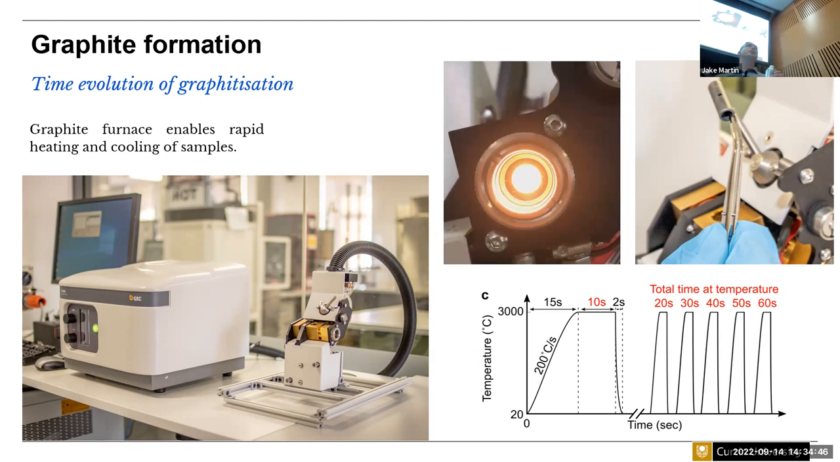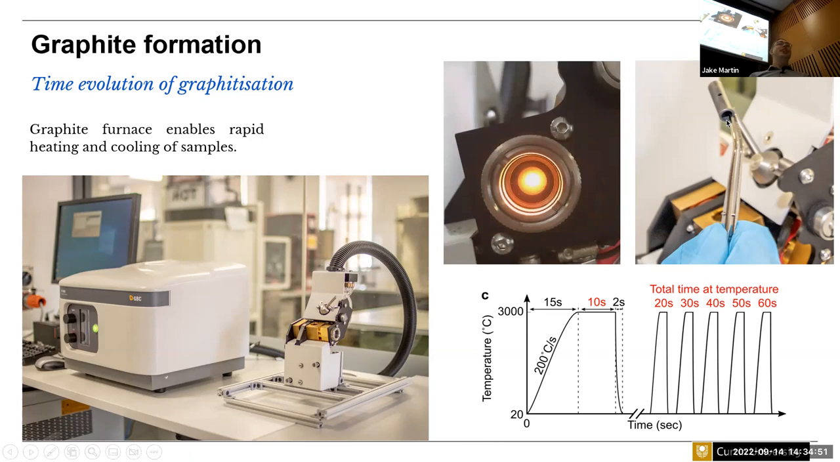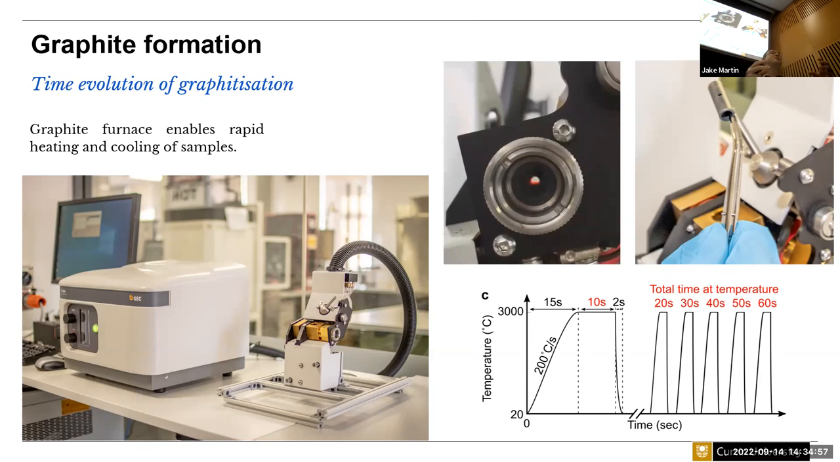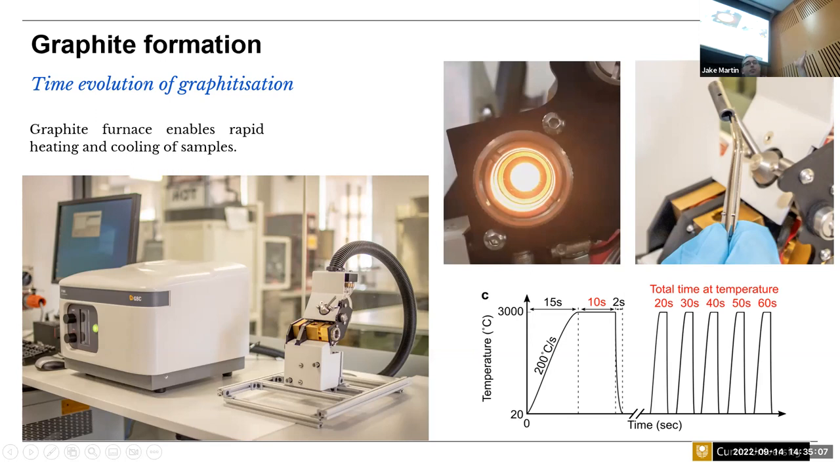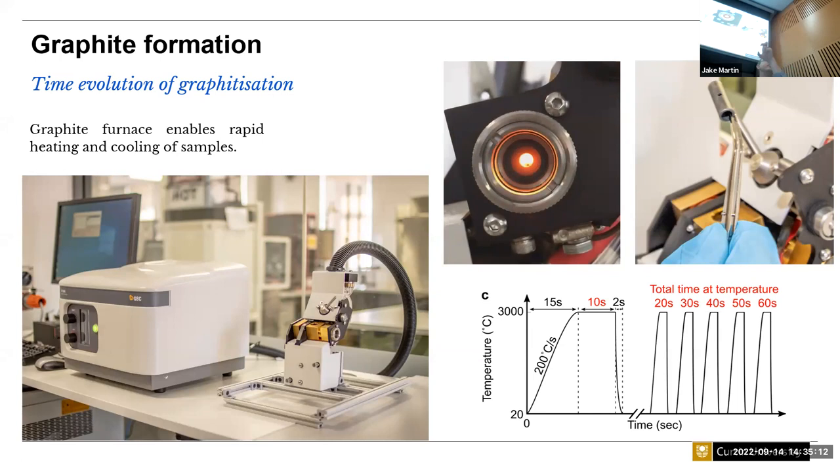You can see it's just this tiny little graphite tube. And if you heat it up to 3000 degrees for too long, the tube actually melts. So we're at the melting point of graphite, which is extraordinary, and it's this tiny little device. Anyway, it's very cool. By pulsing it multiple times, we can do basically a stop-frame motion video of what's happening to the graphite as it forms.